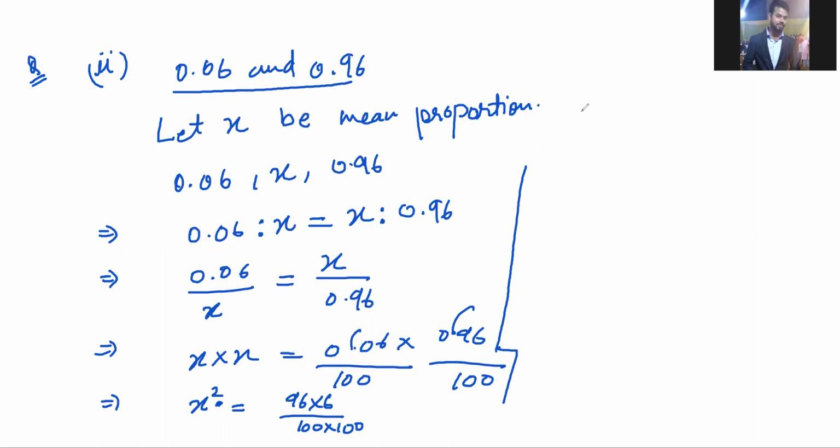Beta, 10 minutes are left. Only 10 minutes are left, okay? So X is equal to under root 96 into 6 upon 100 into 100. So X is equal to, beta, multiply 96 with 6, what will you get?